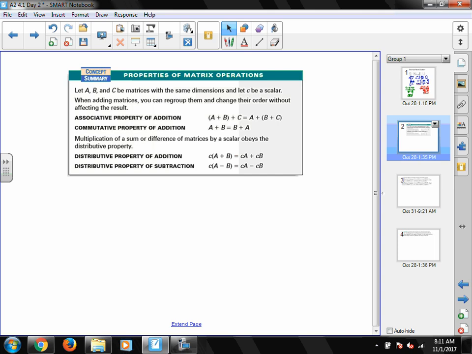Commutative property of addition: if you have matrix A plus matrix B, that's going to equal matrix B plus matrix A.